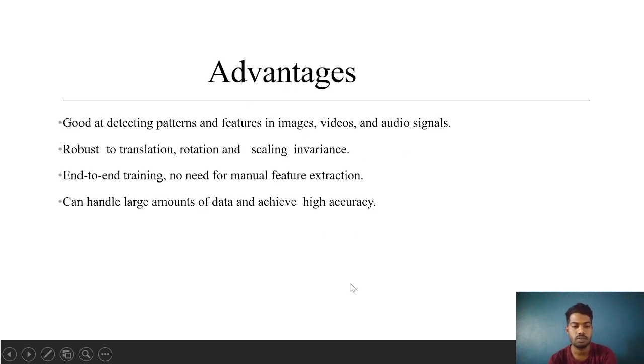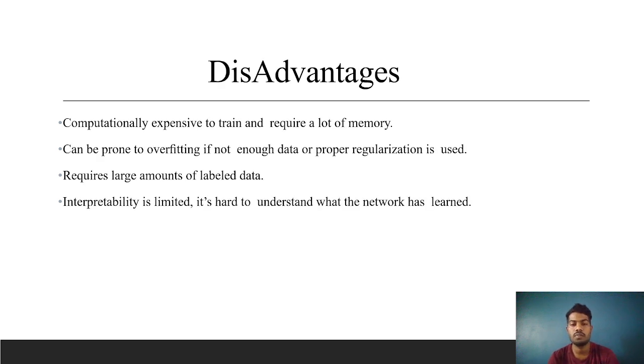Advantages of convolutional neural networks. Good at detecting patterns and features in images, videos, and audio signals. The next is robust to translation, rotation, and scaling invariance. End-to-end training, so no need for manual feature extraction, and it can also handle large amounts of data and achieve high accuracy. Coming to the disadvantages of CNN: computationally expensive to train and requires a lot of memory, can be prone to overfitting if not enough data or proper regularization is used, requires large amounts of labeled data, and the last one is interpretability is limited, that is, it's hard to understand what the network has learned.